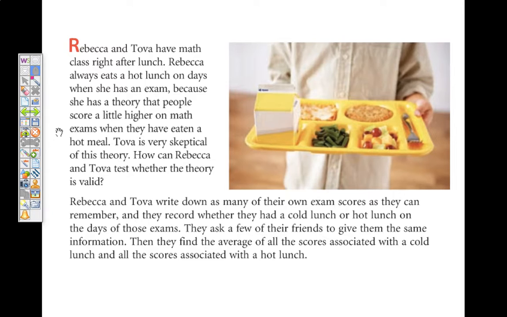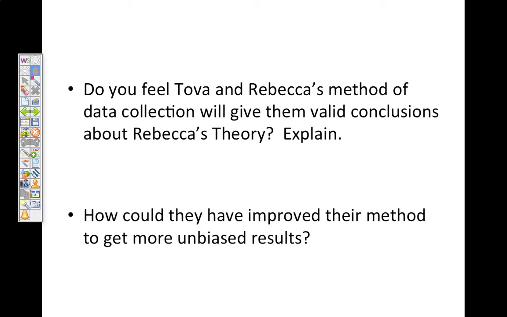Rebecca and Tova write down as many of their own exam scores as they can remember, and they record whether they had a cold lunch or a hot lunch on the days of those exams. They ask a few of their friends to give them the same information, and they find the average of all the scores associated with the cold lunch and all the scores associated with the hot lunch. A few questions. Do you feel Tova and Rebecca's method of data collection will give them valid conclusions about Rebecca's theory? Explain. And how could they have improved their method to get more unbiased results?